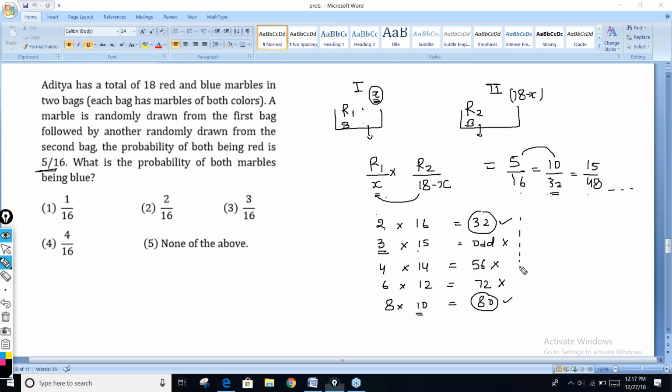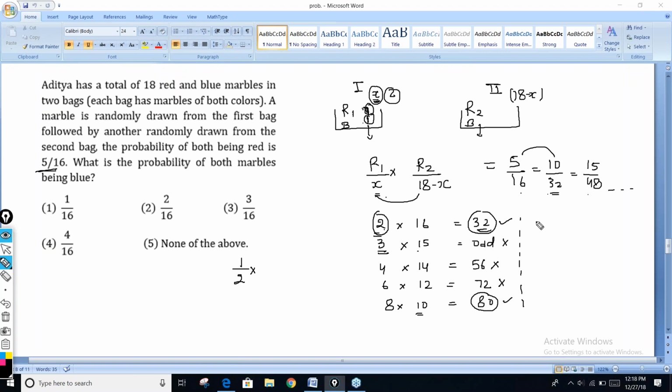So now let's check both the cases. If there are two marbles, it means one thing is very sure, that both of them should be 1 each. No other possibility because both the colors should be there. So I cannot take 2 and 0. I have to take one red and one blue. So if there are two marbles, can I say red marbles will be 1? So what is the probability of getting red? It is 1 by 2. And there are a total of 16 marbles.